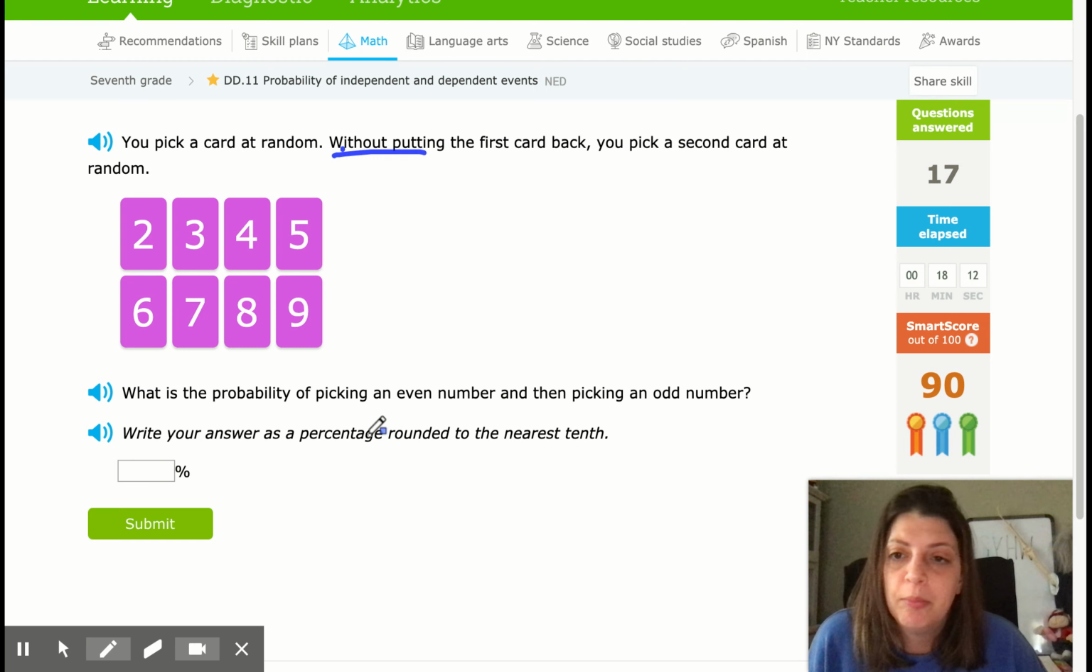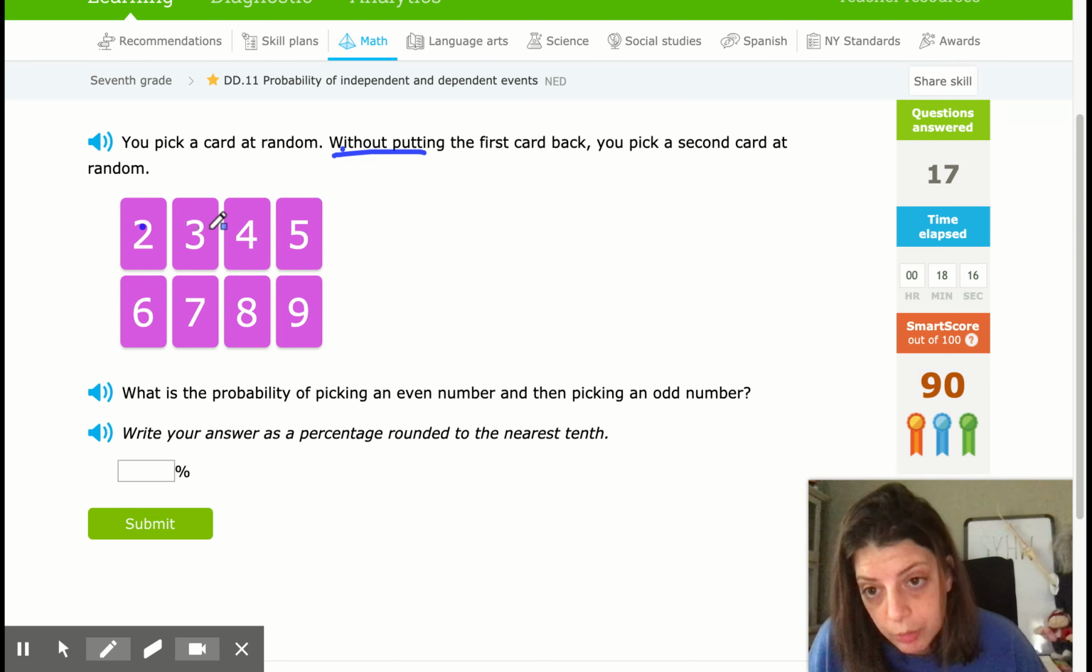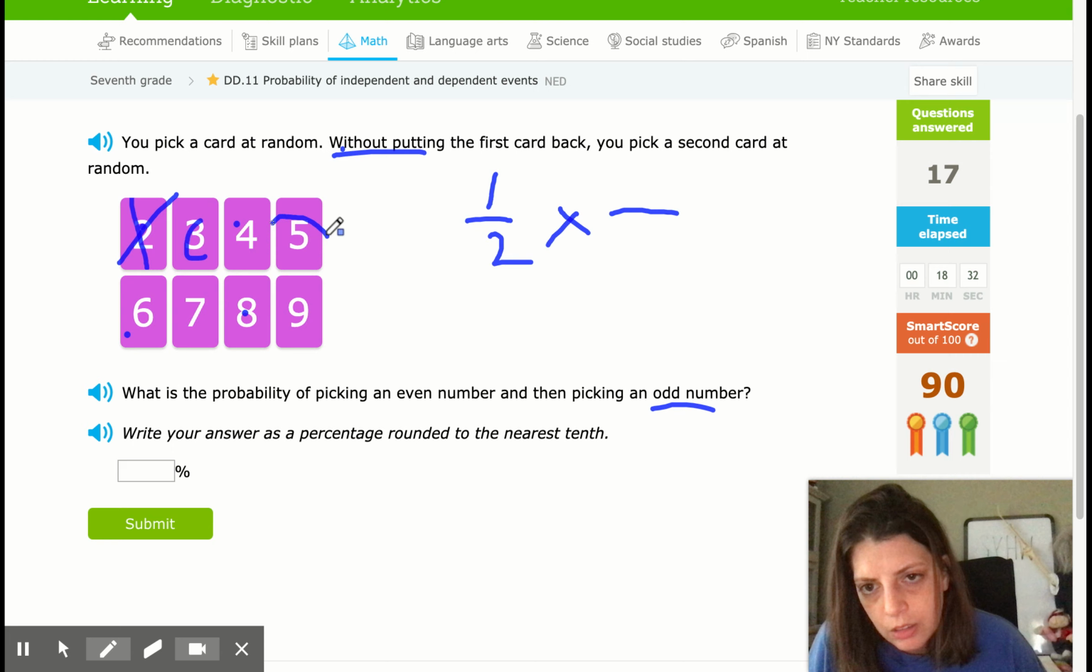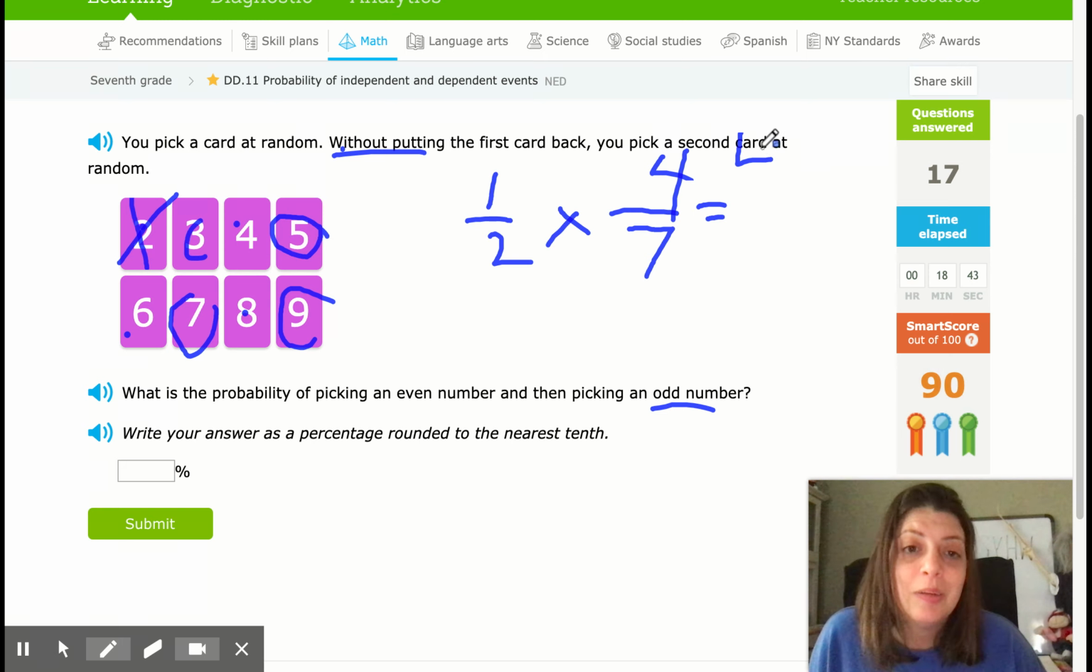Without putting it back. All right, we're going to pick an even number and then pick an odd number. Oh boy, even. 1, 2, 3, 4. So half of them are even. I'm not putting it back. So let's say get this card. And I want to get an odd number. So there's 1, 2, 3, 4. I'm going to try to be very careful now. Out of 7. Let's multiply correctly, please.